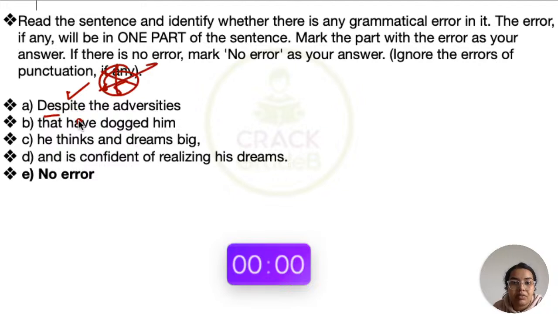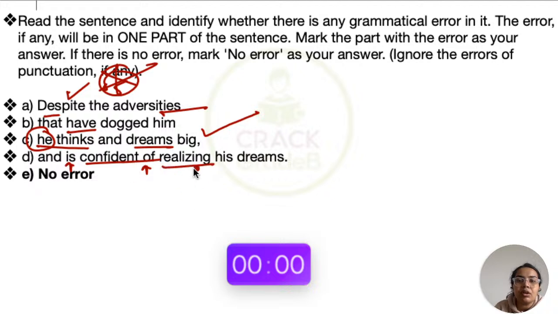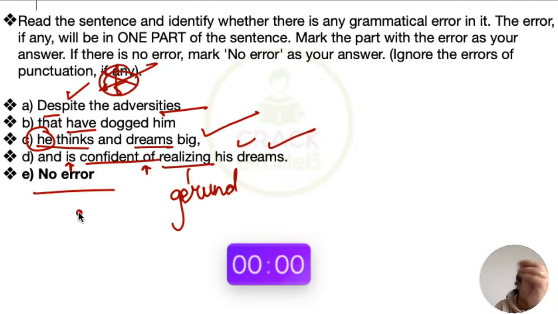"Of" is not given. Despite the adversities, plural, that have dogged him, he thinks and dreams big. Parallelism is maintained. Subject-verb agreement is maintained. And he is confident of. Whenever we use the word confident as an adjective, we use "of" with it. He is confident of what? Realizing, this is your gerund, realizing his dreams. No error at all.